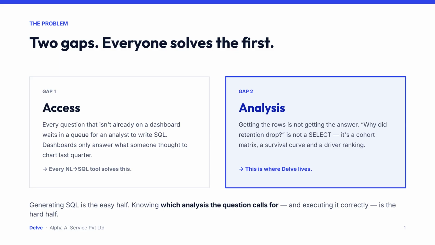Data teams face two gaps. While many tools solve the access gap, Delve focuses on the harder challenge, performing the correct analysis autonomously. Generating SQL is simple, but knowing which analytical method the question requires is what truly matters.